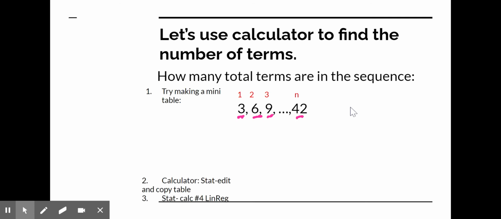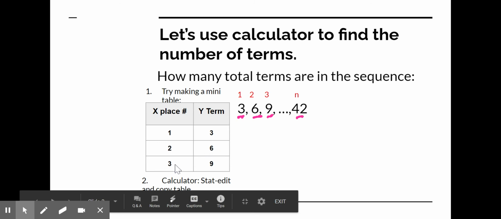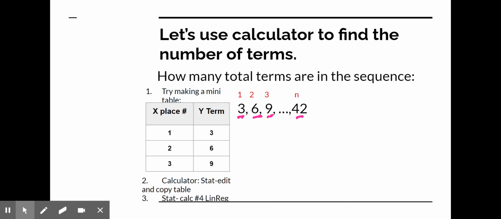Again, we're going to make a mini table, and here it is. But we're only going to use the terms that we know. So we know the 1, 3. We know the 2, 6. We know the 3, 9. I'm not going to write the n in the 42 because that's not really going to help me very much.